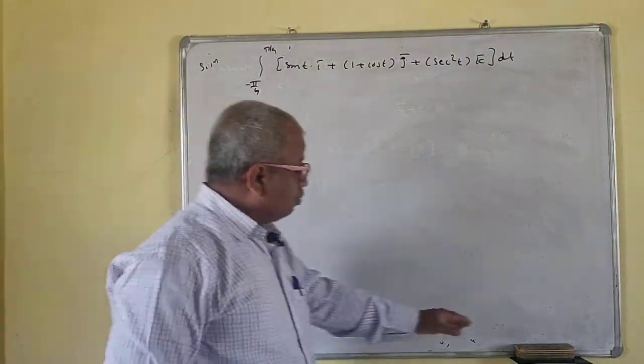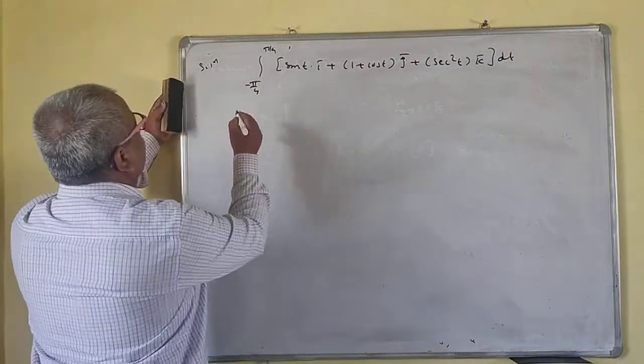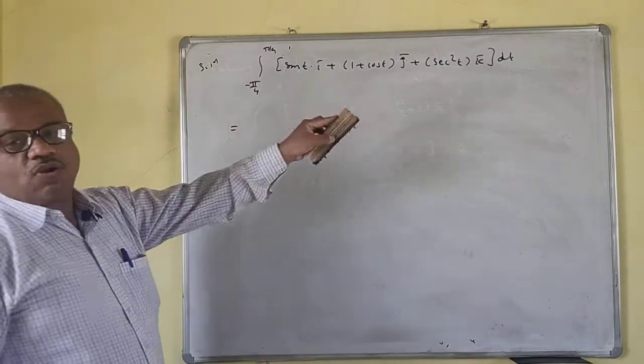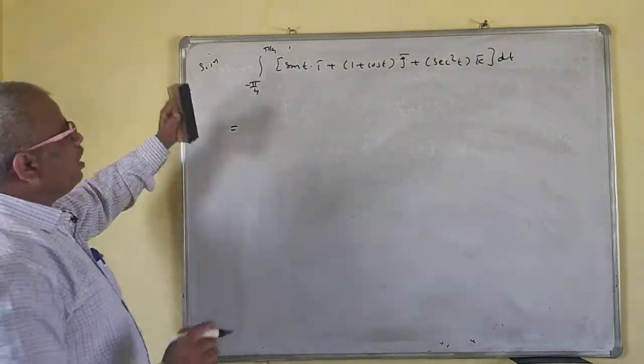Okay, so we'll see the solution. The integral from minus pi by 4 to pi by 4. Easily, all the components are integrable, so directly we will integrate this.